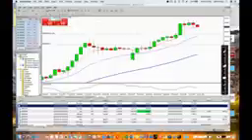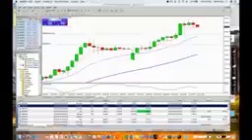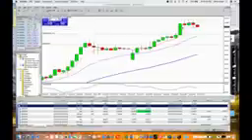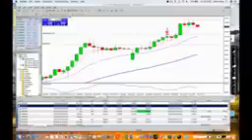Alright, so this is the current trade I'm in. This is the Aussie franc. I'm trading on the H1 time frame, and this is a setup which I took over here. You can see this was the trigger candle. It's a bullish pin bar.